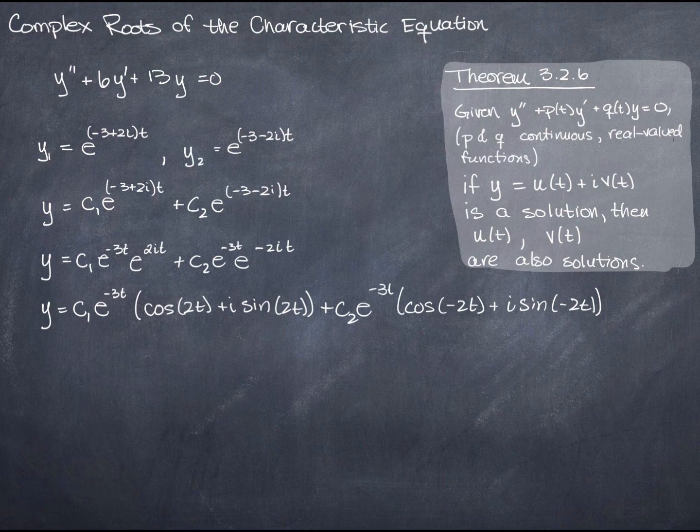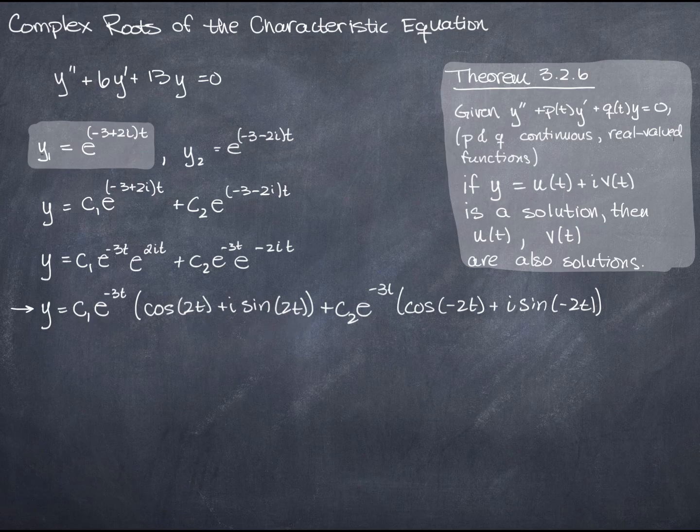So let's take a look at just one of these solutions, rather than looking at this whole big one here. Let's just take y1. Notice that y1 is e to the (-3 plus 2i) times t, and that's what I have without the c1 in front of it. That's what I have here. It's the first term in this form of the general solution.